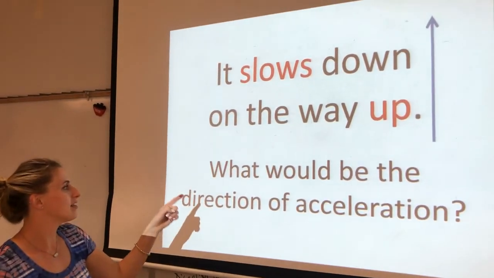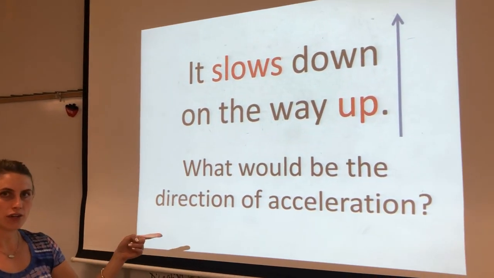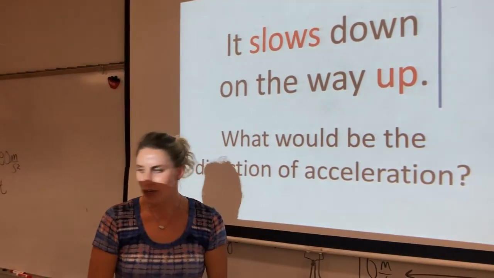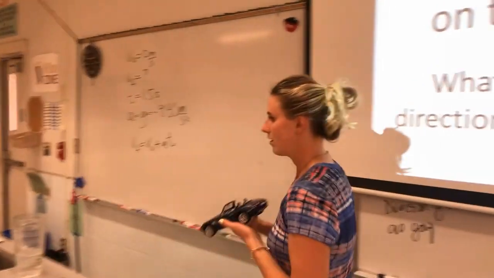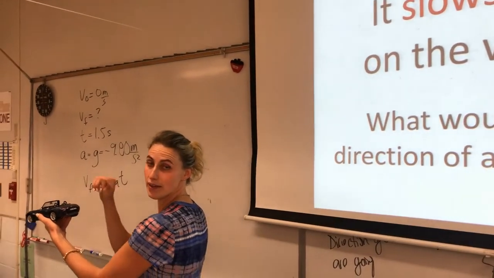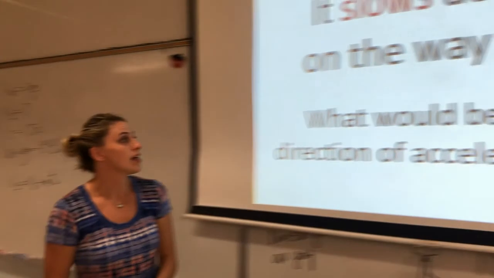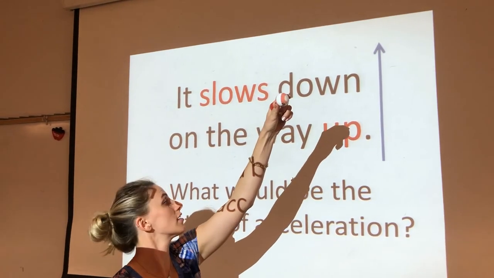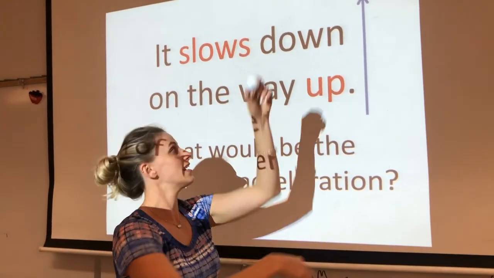What would be the direction of the acceleration? Oh, on the way up, it's slowing down. Is that gas pedal or brake pedal? It's brake pedal, so it's going to be opposite, right? So if it's slowing down but going this direction, it's going to be opposite. That means that our acceleration is down. Down. Okay.